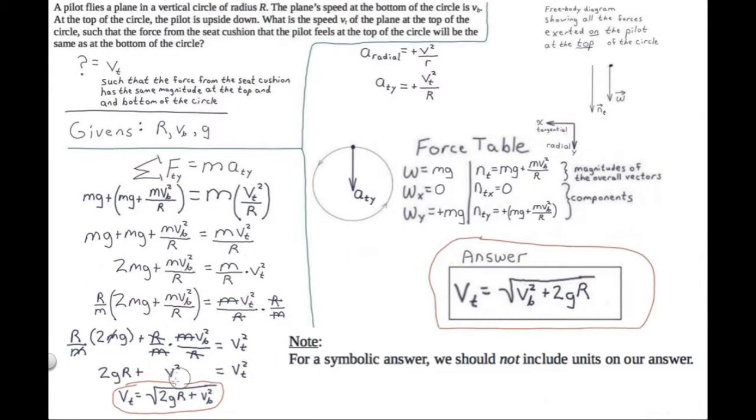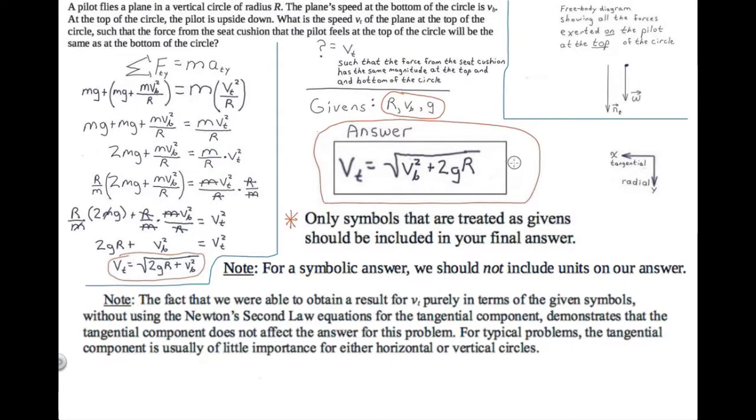Now we can answer the question. V sub t equals the square root of v sub b squared plus 2g times capital R. Remember, our answer is required to include only symbols that are included on our list of givens. The symbols capital R, little g, and v sub b are all on our list of givens. So this answer does satisfy this requirement.